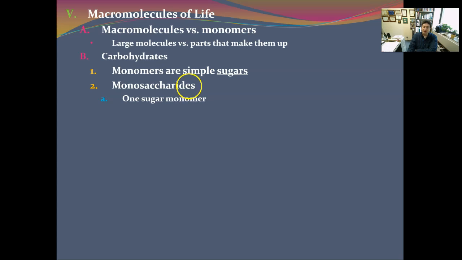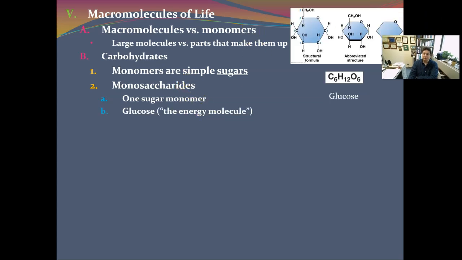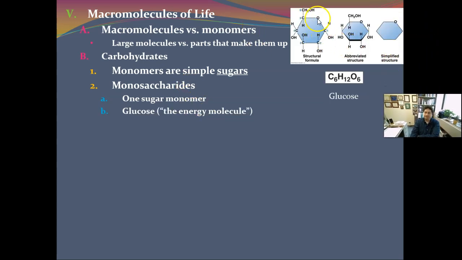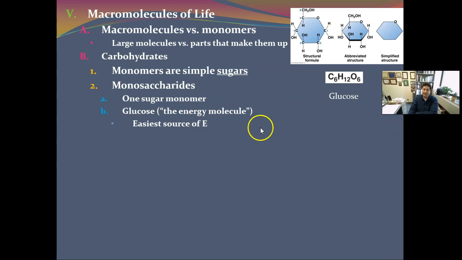The most important for living things is glucose, pictured here. Notice glucose is not a straight line, it's not linear, it's bent into a ring. C6H12O6, so 6 carbons, 12 hydrogens, 6 oxygens. Glucose is the easiest source of energy, and we'll be coming back to that later in the course.